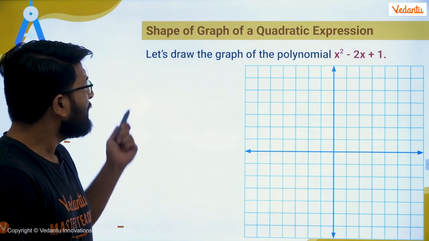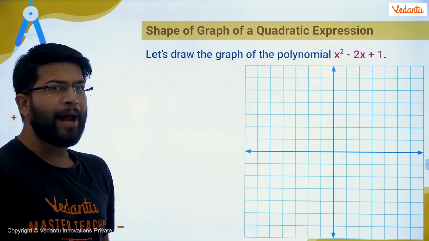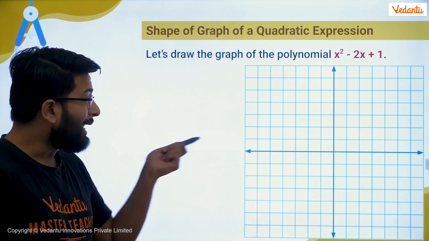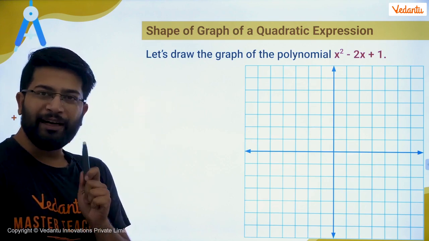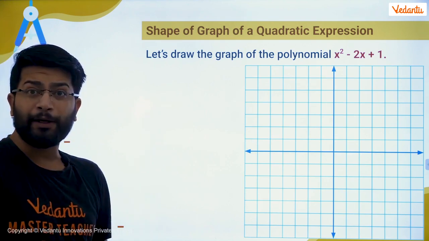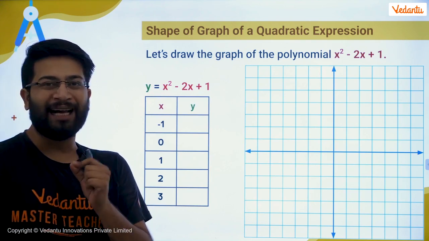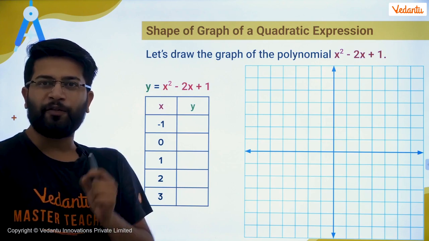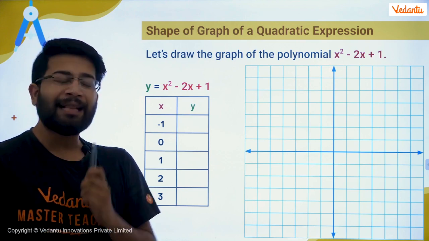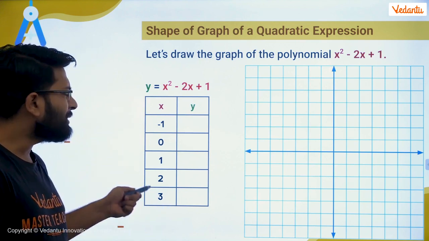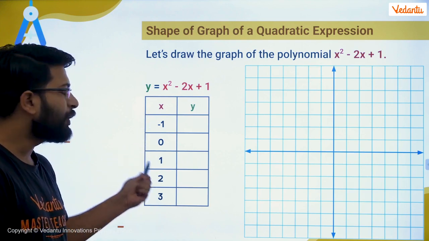Let's figure it out. So champ, let's say we are talking about the quadratic polynomial x squared minus 2x plus 1. On the x-axis, we are defining the value of x, and on the y-axis, we will define the value of this polynomial. So now champ, let's take some random values of x, because for some random value of x, we will get some particular value of the polynomial. Like minus 1, 0, 1, 2 and 3.